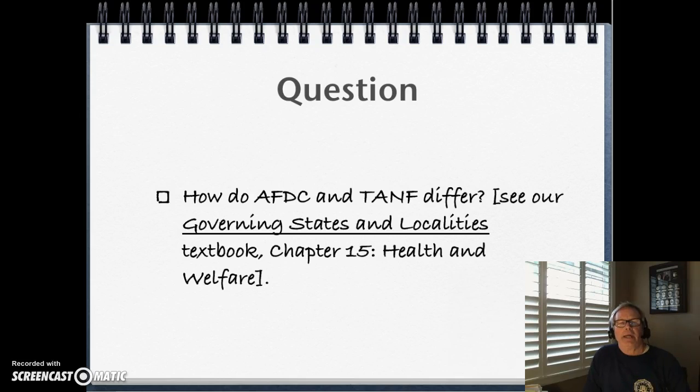And so AFDC is aid to families with dependent children, and TANF is temporary assistance to needy families. So basically TANF replaced AFDC. And so here you're going to be asked to look at what are the differences between the two. So you're going to describe each, and then you're going to highlight the differences between AFDC and TANF. Okay? So again, that's going to be from Chapter 15 of the Governing States and Localities textbook, the one by Smith and Greenblatt. And you can take a look at that, start researching that.